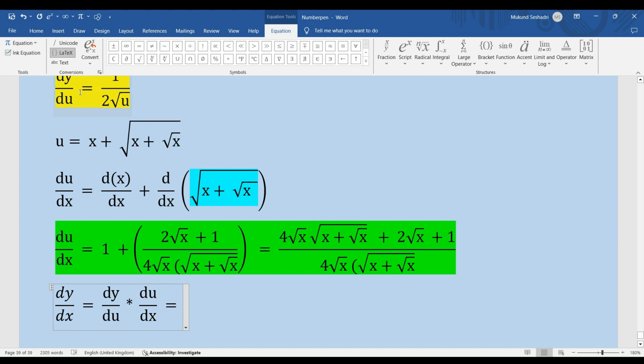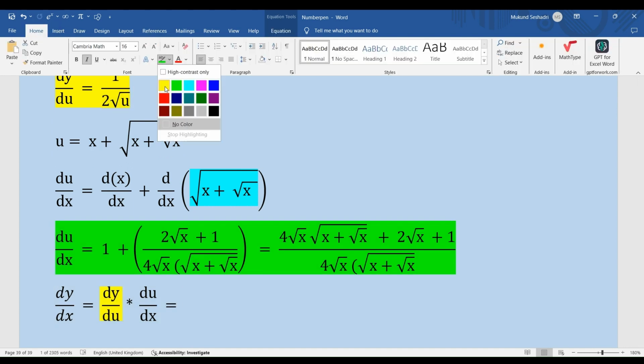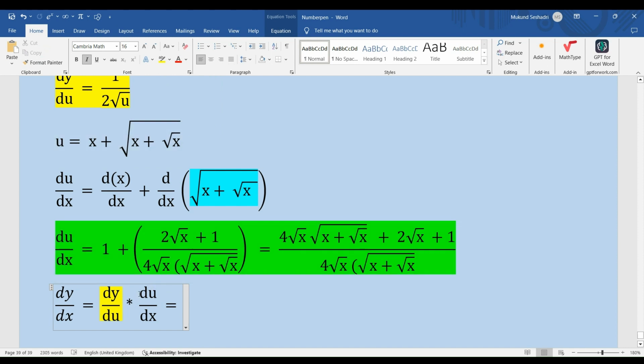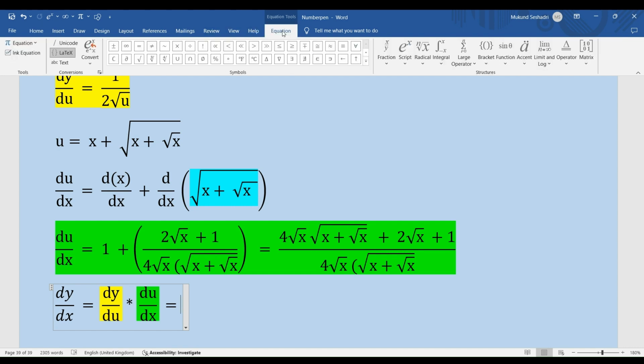I have my dy by du, which is the expression highlighted in yellow. So we will pick it up as it is. And then I have my du by dx, which is the expression highlighted in green. So we will pick it up as it is, but with utmost care, right? So we have 1 by 2 root u, and then you recall that our final answer has to be in terms of x, right? So my 1 by 2 root u, which is nothing but dy by du, I represent it in terms of x, right? So what do I get?